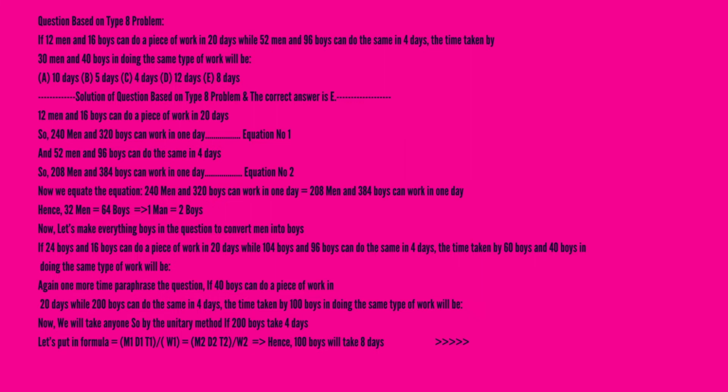Now we will take anyone. So as per the unity method, 200 boys can take 4 days. So let's put in the formula M1 D1 T1 divided by W1 is equal to M2 D2 T2 divided by W2. So hence 100 boys will take 8 days to finish the work.